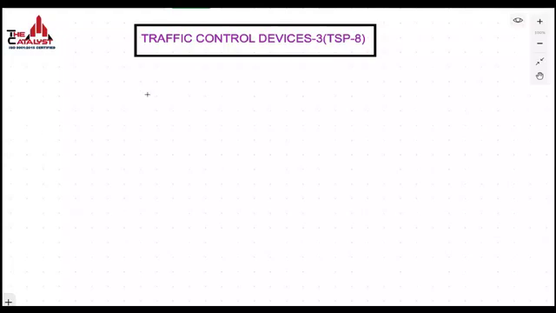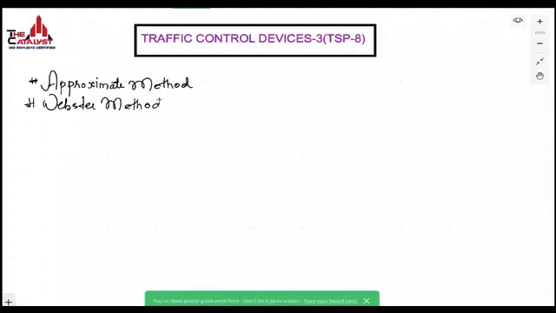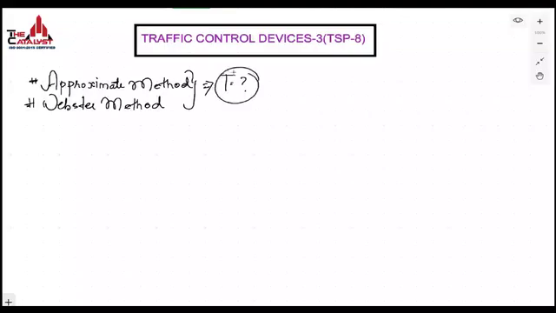Now, in this question, what we have to do is that in the last class, we have covered two different methods. One was the approximate method, and another was the Webster method. Both of these methods were basically signal designing methods, in which finally what you have to calculate is the cycle time.